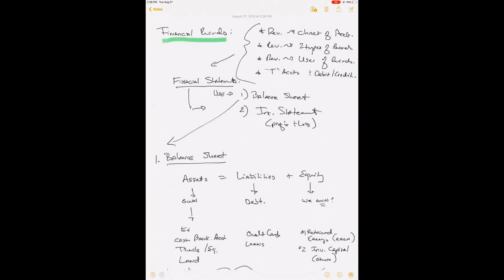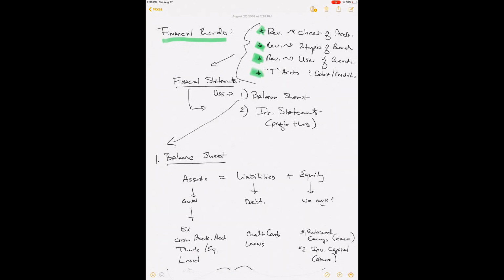All right, so in this week, what we're talking about is financial records. And financial records really relates to several things that we talked about last week. A chart of accounts, that's how all these accounts are organized. The two types of records, cash basis or accrual basis records, and then what do we do with these records, the use of them.